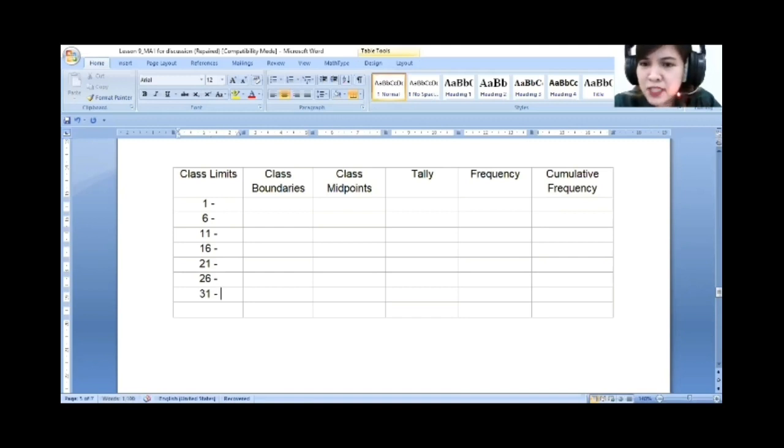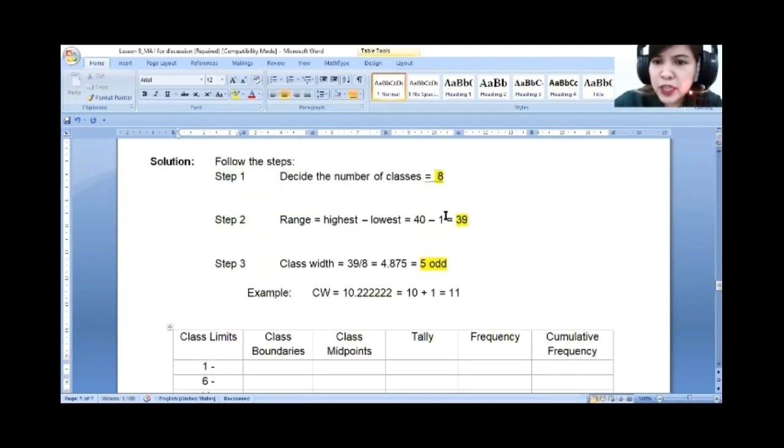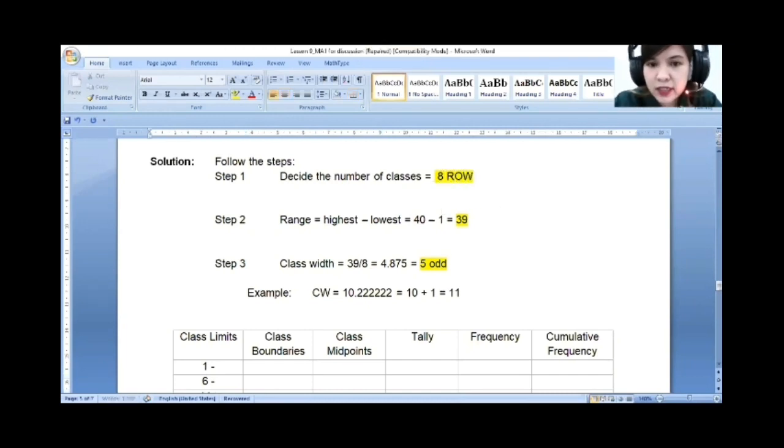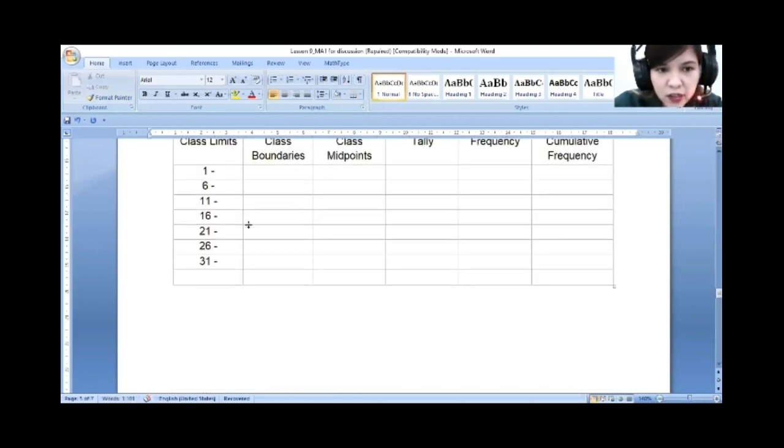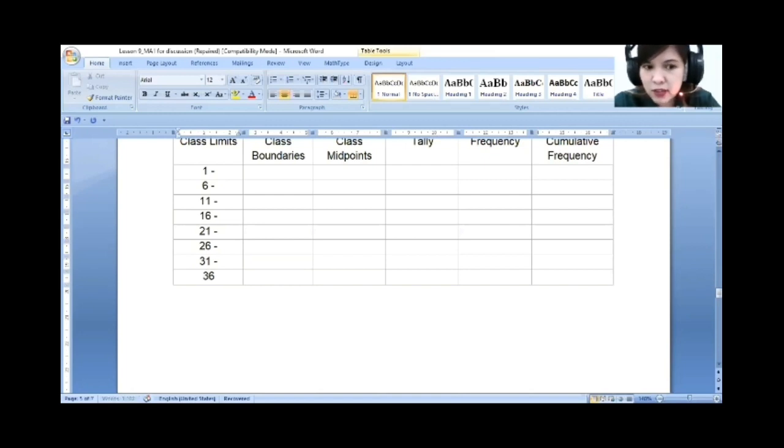When do you stop? You stop when you reach the 8 number of classes. How many rows will we make? 8 rows. Okay? How many do we have? 1, 2, 3, 4, 5, 6, 7. That is 7, so just one more. 31 plus 5, 36. So, we are done.